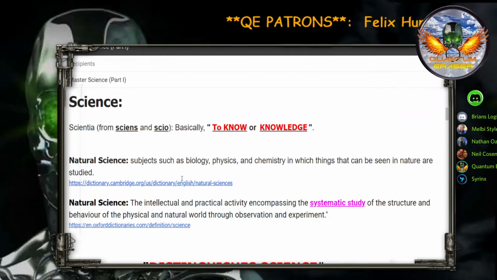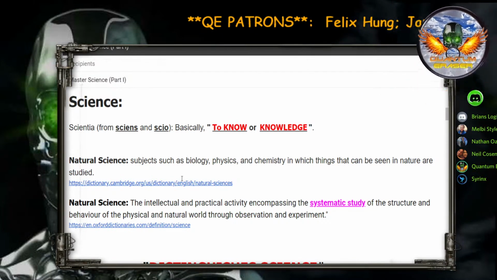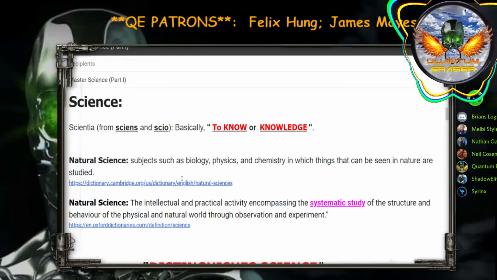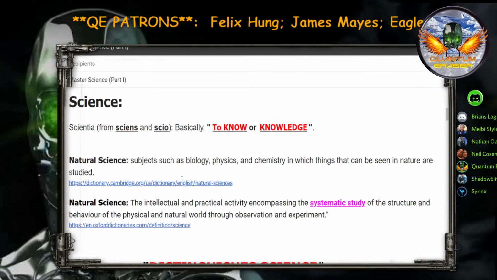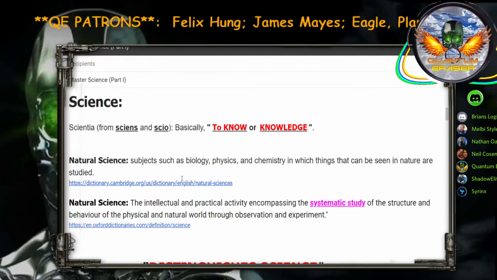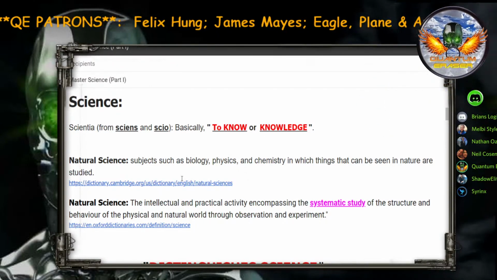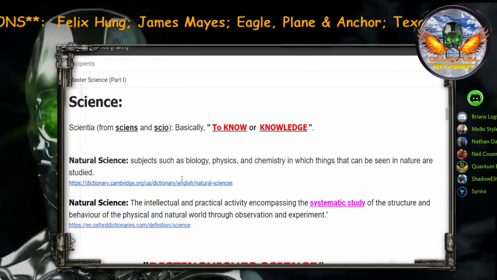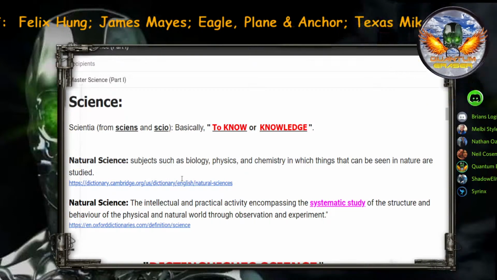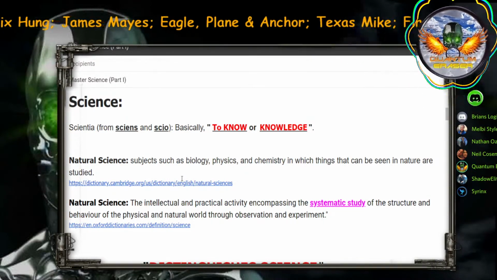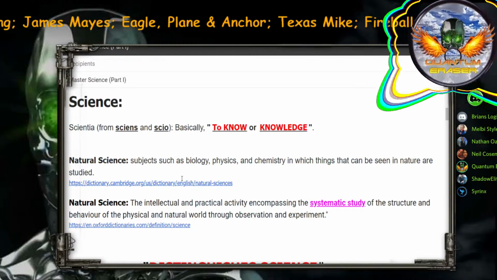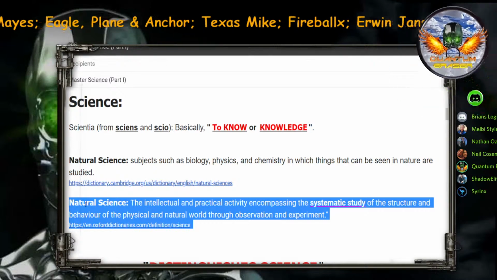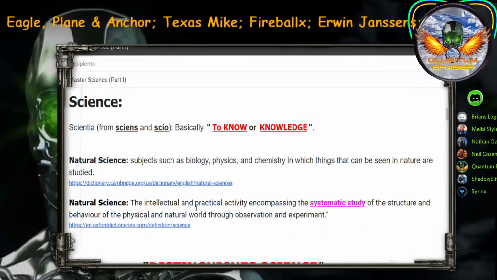But like I said, I don't like this definition. It's too vague. It's too ambiguous. This is a better definition because it's more specific. This is from Oxford. Natural science, the intellectual and practical activity encompassing the systematic study of the structure and behavior of the physical and natural world through observation and experimentation. That's pretty comprehensive. It gets very specific and tells you what it is, right? So this is the definition. There's not too much argument with this, right? It makes sense. It follows.